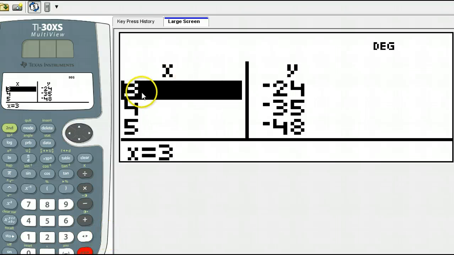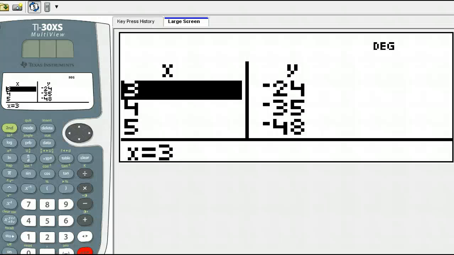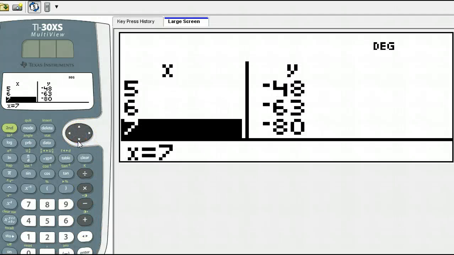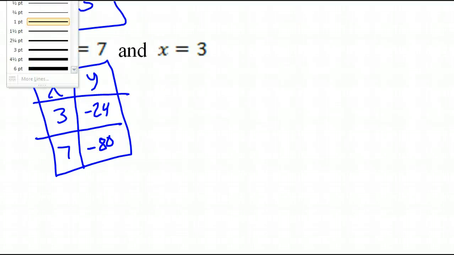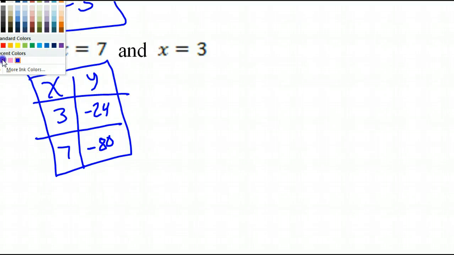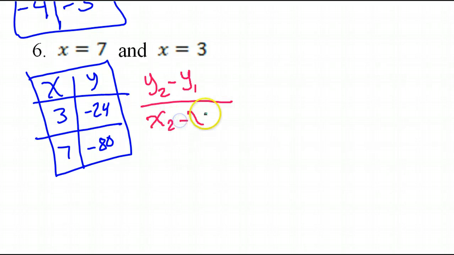Okay, so at x value 3, we have negative 24. What about 7? At 7, the y value is negative 80. Okay, let's go ahead and do the rate of change, or slope. Y2 minus y1 over x2 minus x1.